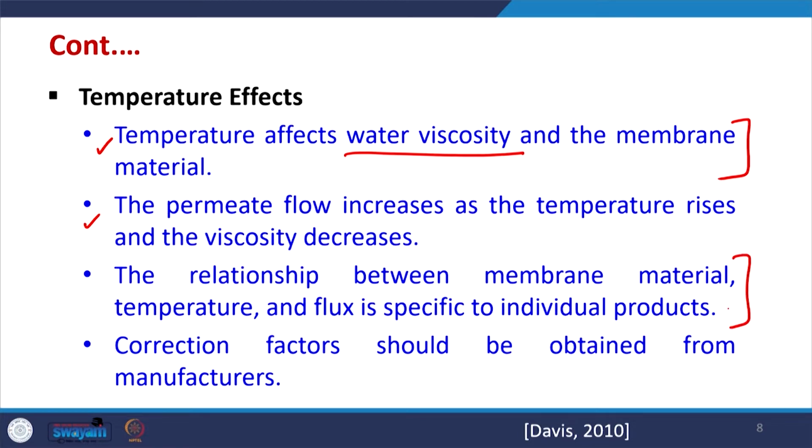A correction factor should be obtained from the manufacturers. That means the manufacturers have to provide the correction factor. So, we can always help the manufacturer if we can understand the problem and let them find the correction factor in detail, with respect to temperature. So, these correction factors a manufacturer has to report with respect to different temperatures.